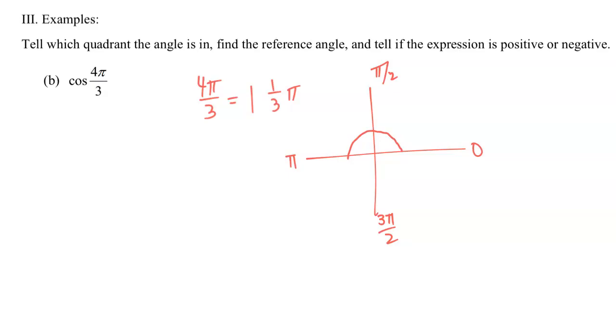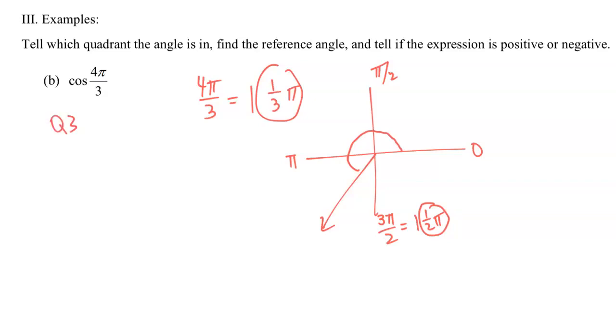Now, to go another 1/3 of a pi, remember 3 pi over 2 is really 1.5 pi. Well, 1/3 of a pi is smaller than 1/2 of a pi. And so therefore, this is not going to shoot me past the negative y-axis. It's going to put me into quadrant 3.